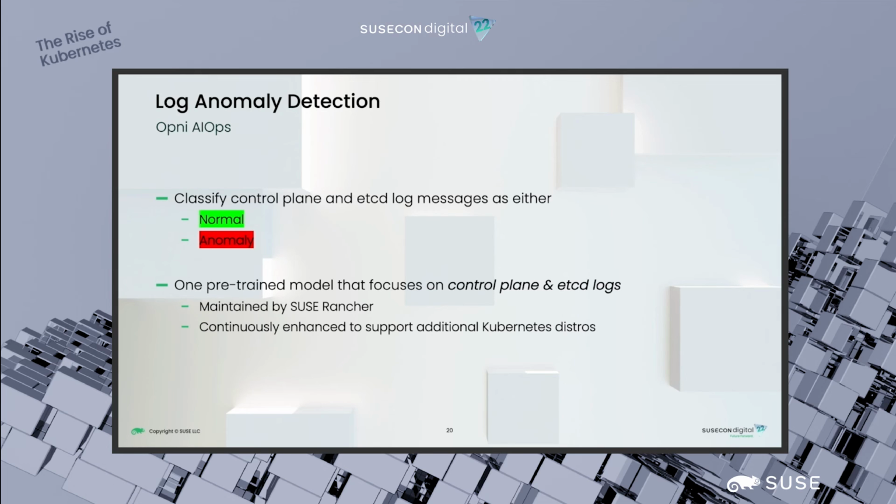Our log anomaly detection will classify logs into two categories: either normal, which basically means the log messages are all good, or anomaly. Those are the logs operators should immediately pay attention to. We have one pretrained model that focuses on control plane and etcd logs, and another model for Rancher logs. They are all maintained by SUSE Rancher. At this moment, our models support RKE1, RKE2, and K3s clusters with any Kubernetes version greater than 1.21. We will continuously enhance our models to support more Kubernetes distros and versions in the future.